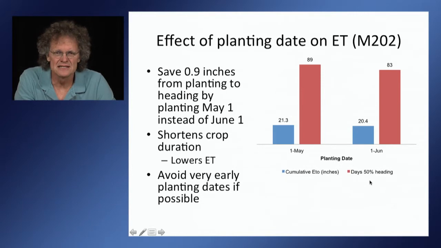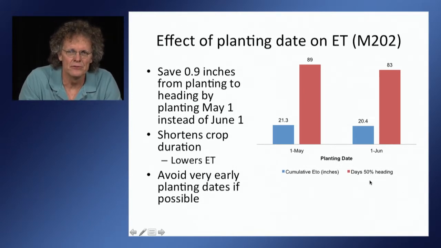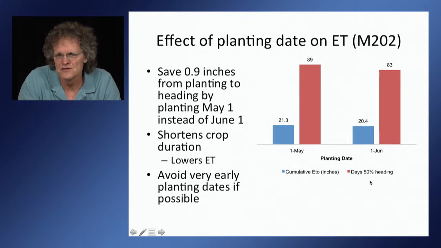In some studies that we've done, we just asked the question, what happens if I plant on May 1st versus June 1st? May 1st represents a relatively early planting date. June 1st for here in California represents a late planting date. And we looked at this on M202, again an older variety, but the principle still holds.